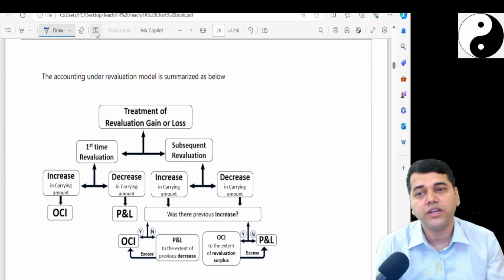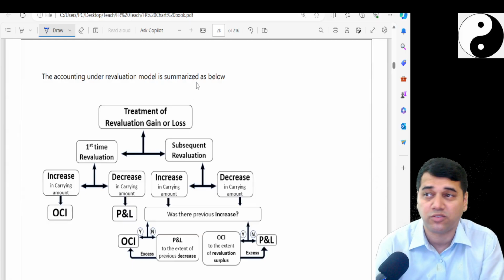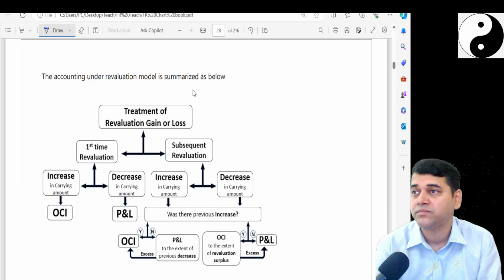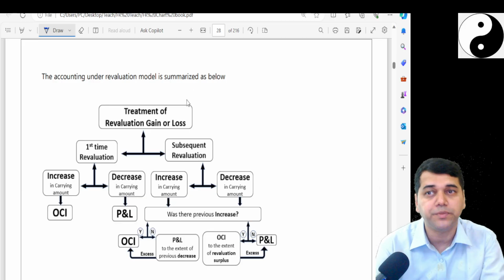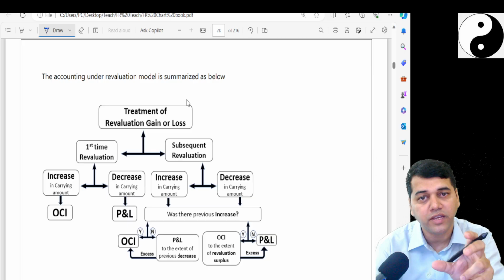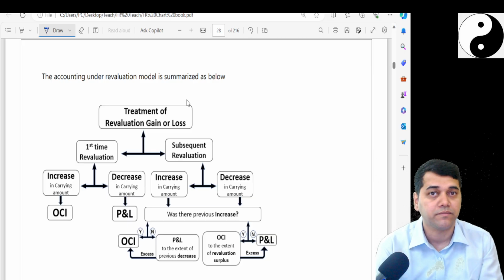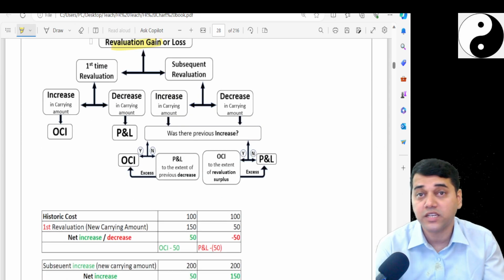Now, accounting for the revaluation model is summarized as below. See, for cost, there is no headache at all. Life is very simple. But if somebody chooses the revaluation model, OCI comes into the picture, because revaluation surplus is one of the items of OCI which is not subject to recycling. So how do we treat this revaluation gain? Understand this logic very well.